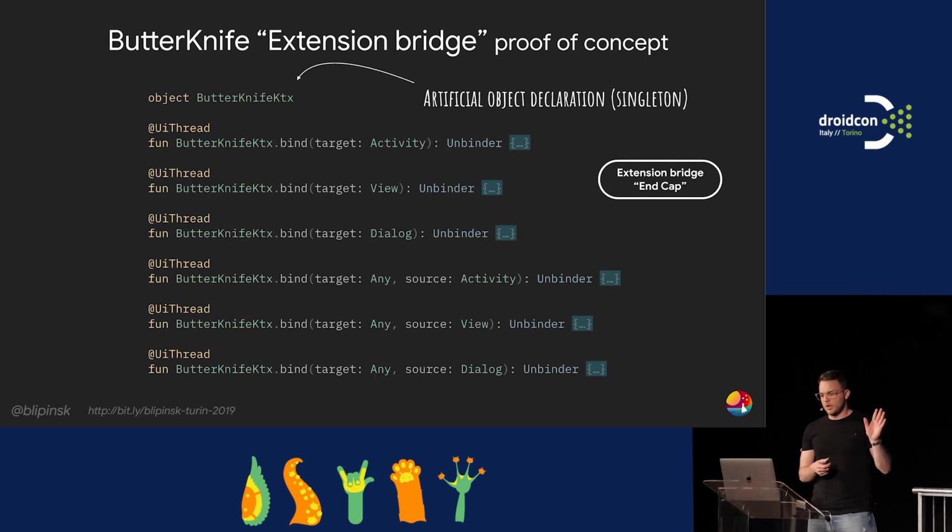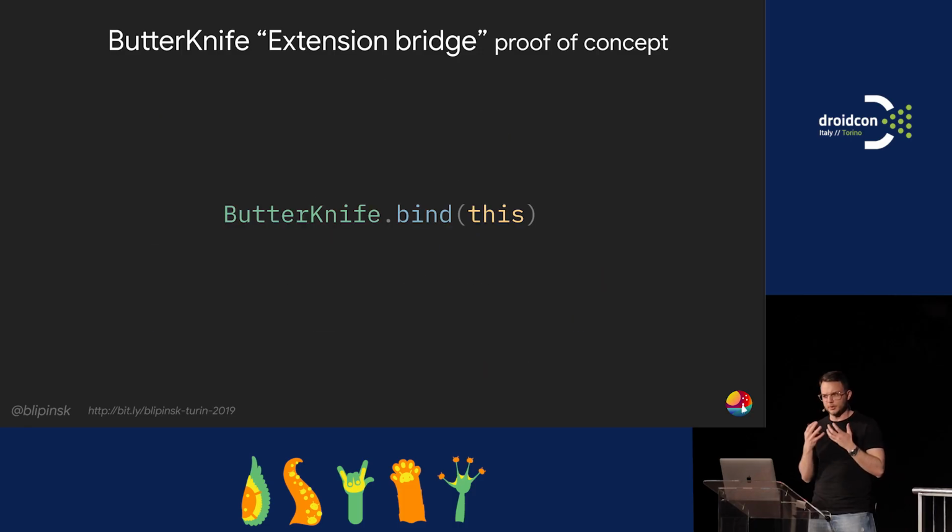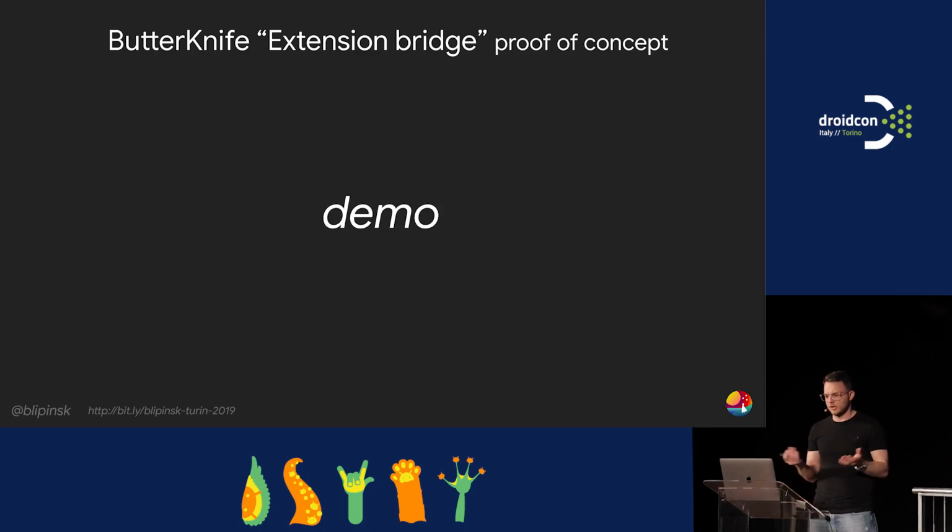So that's what the end cap looks like. You've got a set of bind methods that represent the same thing that the bind methods from Butter Knife do. And you've got this artificial object declaration, a singleton, which becomes the receiver type of the bind methods. Why did I decide to do it like this? Because I wanted to maintain the same way of calling the Butter Knife code, the way you would do it with the original library. And if you want to use the extension function method, you would just do it like this. Not a big difference. So let's do a quick demo to show you how it actually works.